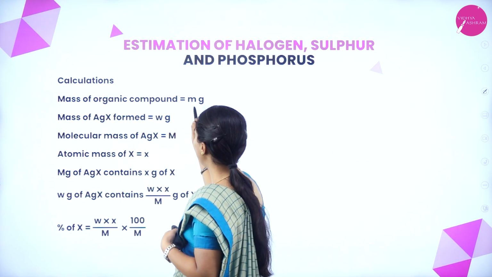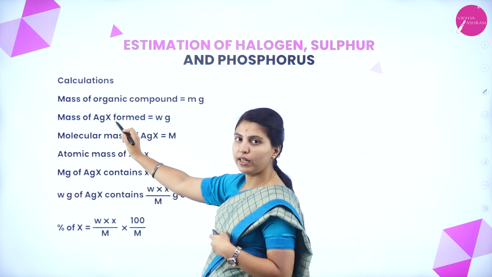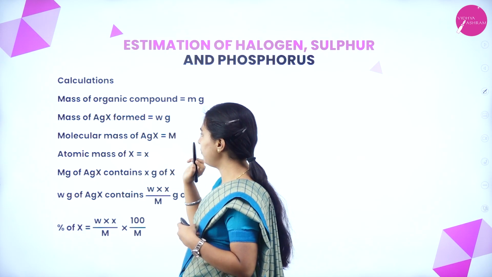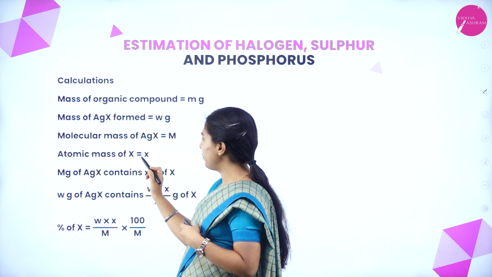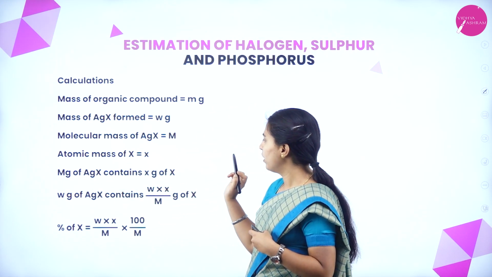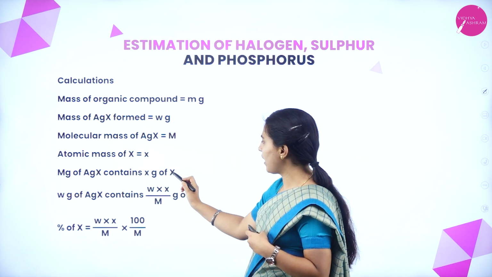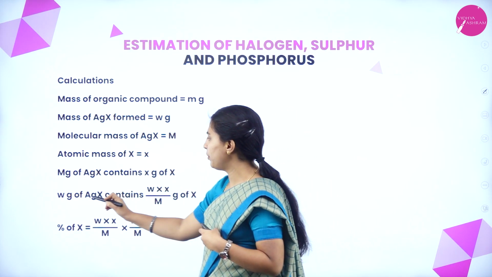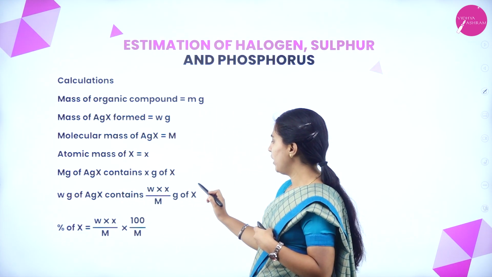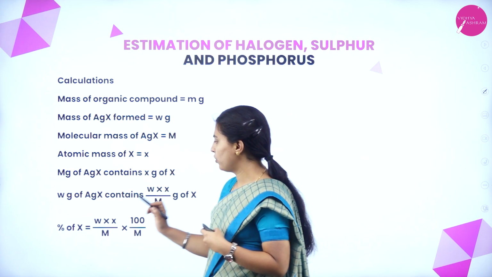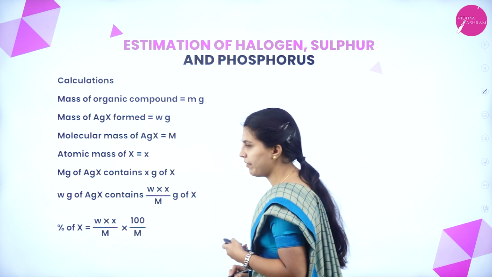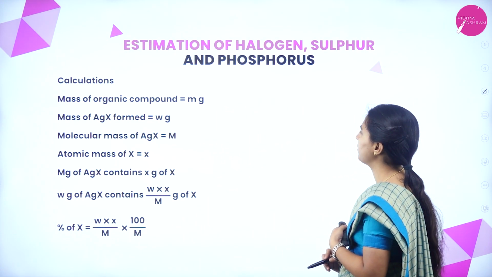Mass of organic compound is m gram. Mass of the silver halide formed will be W g. Molecular mass of silver halide will be M. Atomic mass of halogen will be X. M g of silver halide contains X gram of halogen. See here, W gram of silver halide contains W into X by M gram of halogen. So overall percentage of halogen is W into X by M into 100 by m, where m is the mass of the organic compound.